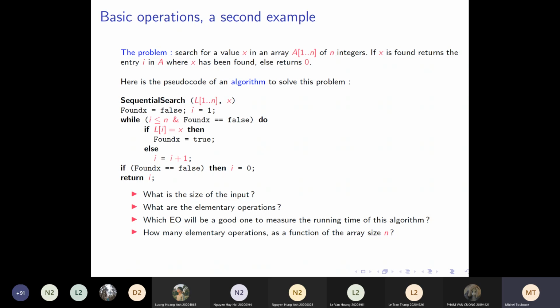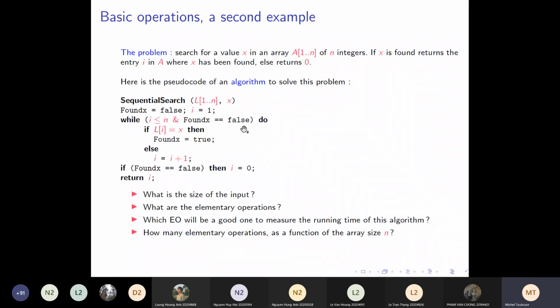There is nothing that controls the execution of this algorithm based on X, except maybe to stop the iteration of the while loop. So there are two inputs, but only one of them is considered to be an input that we will use to calculate the running time of this algorithm, and the input is the array L. And the size of this input is n, since the number of integers in this array is n.